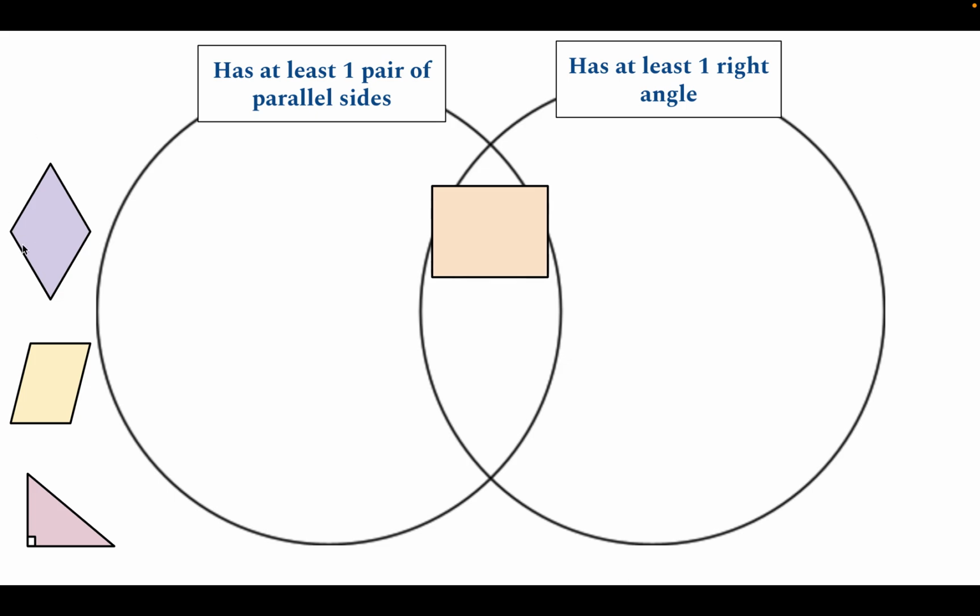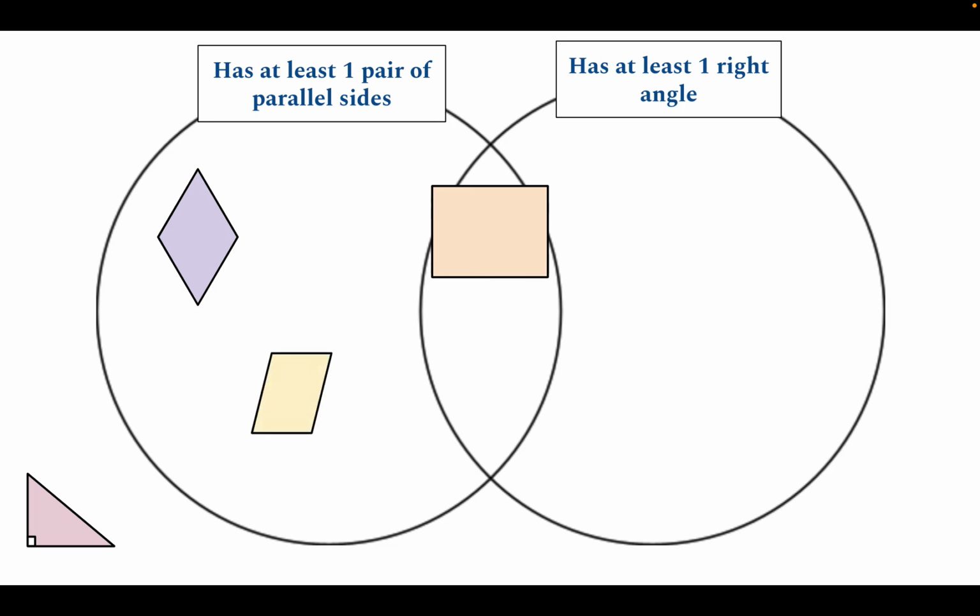What about this purple shape? We see different lines and angles. Does it have at least 1 pair of parallel lines? Yes. But does it have 1 right angle? No. So it would go on this side. What about here? This yellow shape. Does it have at least 1 pair of parallel lines? Yes. And does it have at least 1 right angle? Nope. So that shape will also go on this side of the Venn diagram.